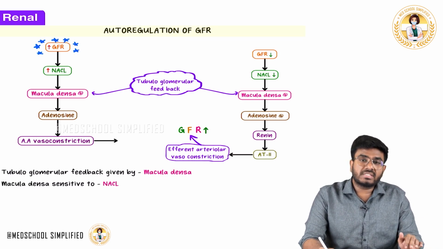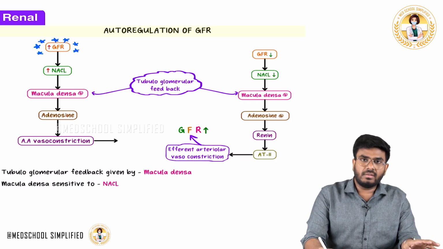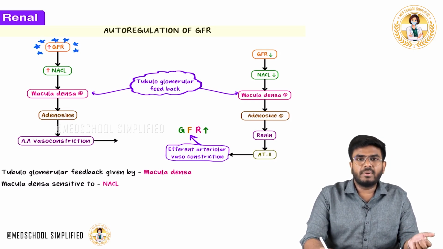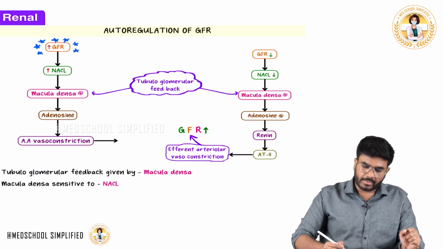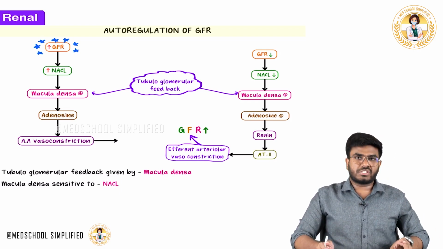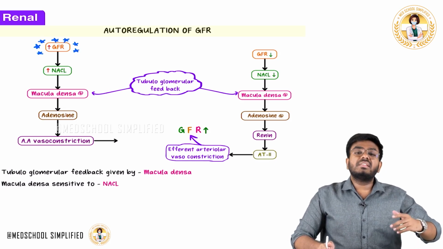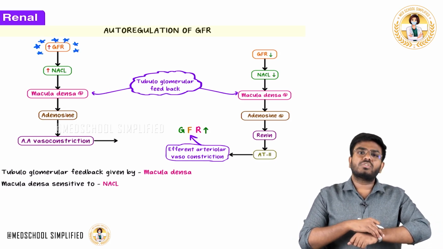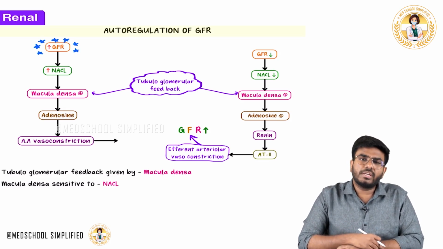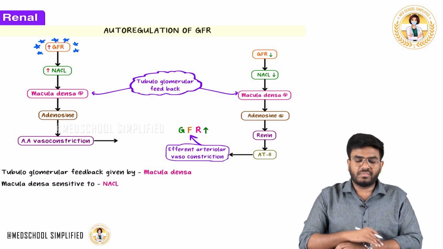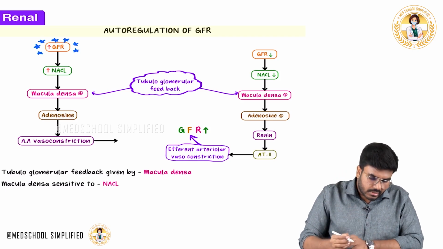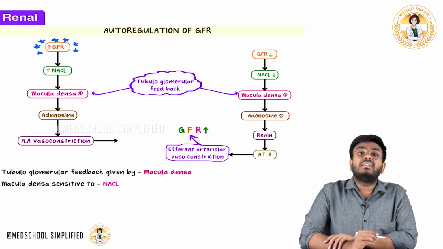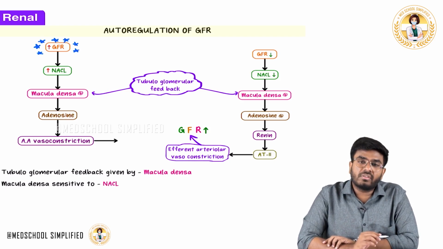Because if more filtration is happening continuously 24/7, the kidneys will be damaged. The Bowman's capsule, the glomerulus, everything will be damaged. Your glomerular filtration barrier will be damaged because of so much filtration. It cannot take that much load. So increased GFR means what should happen? You need to decrease the GFR, bring it down to normal. So how exactly does it happen? It is done with the help of our juxtaglomerular apparatus, or the macula densa in specific.